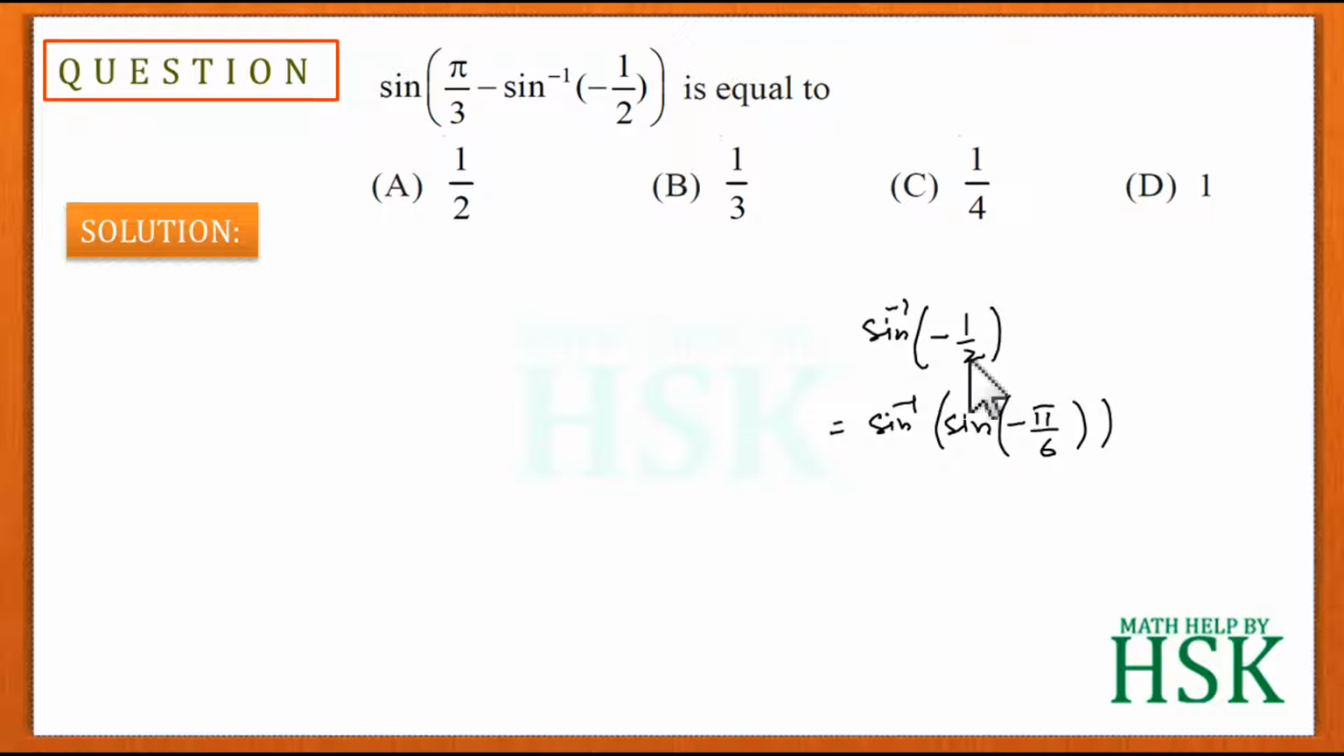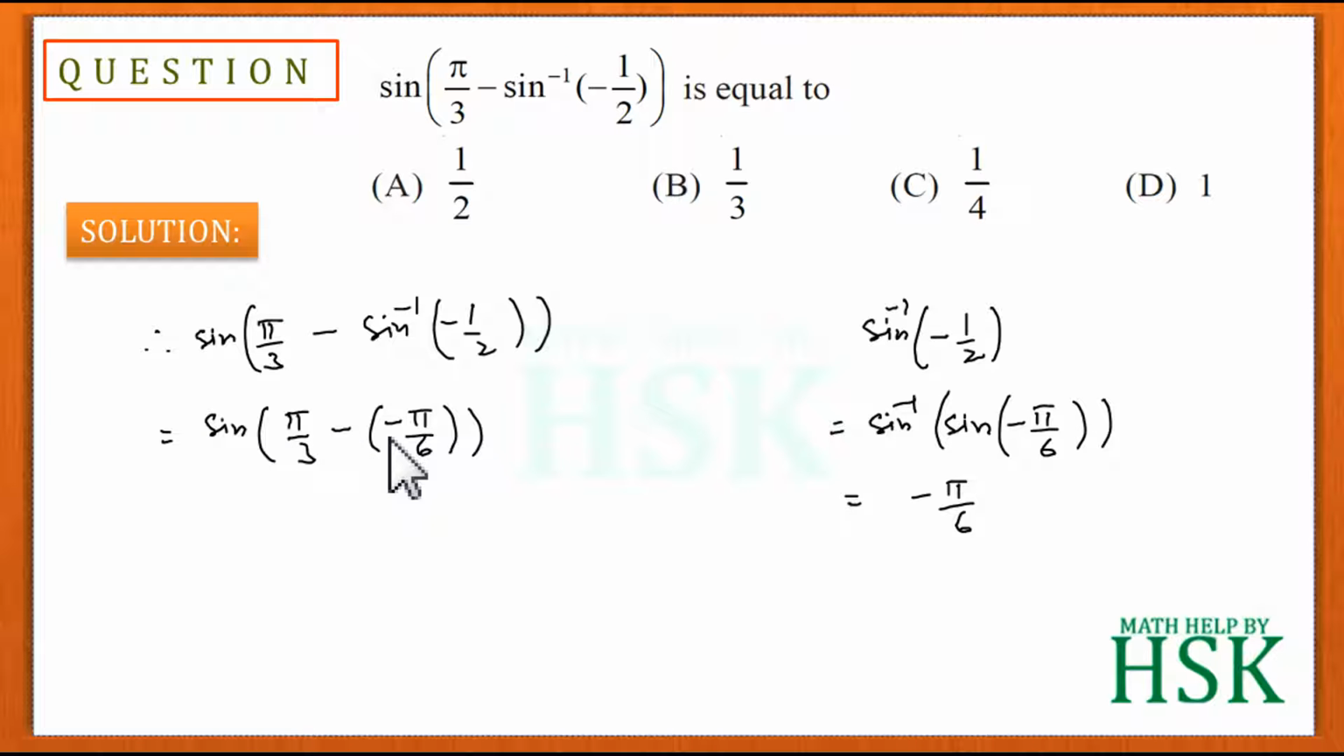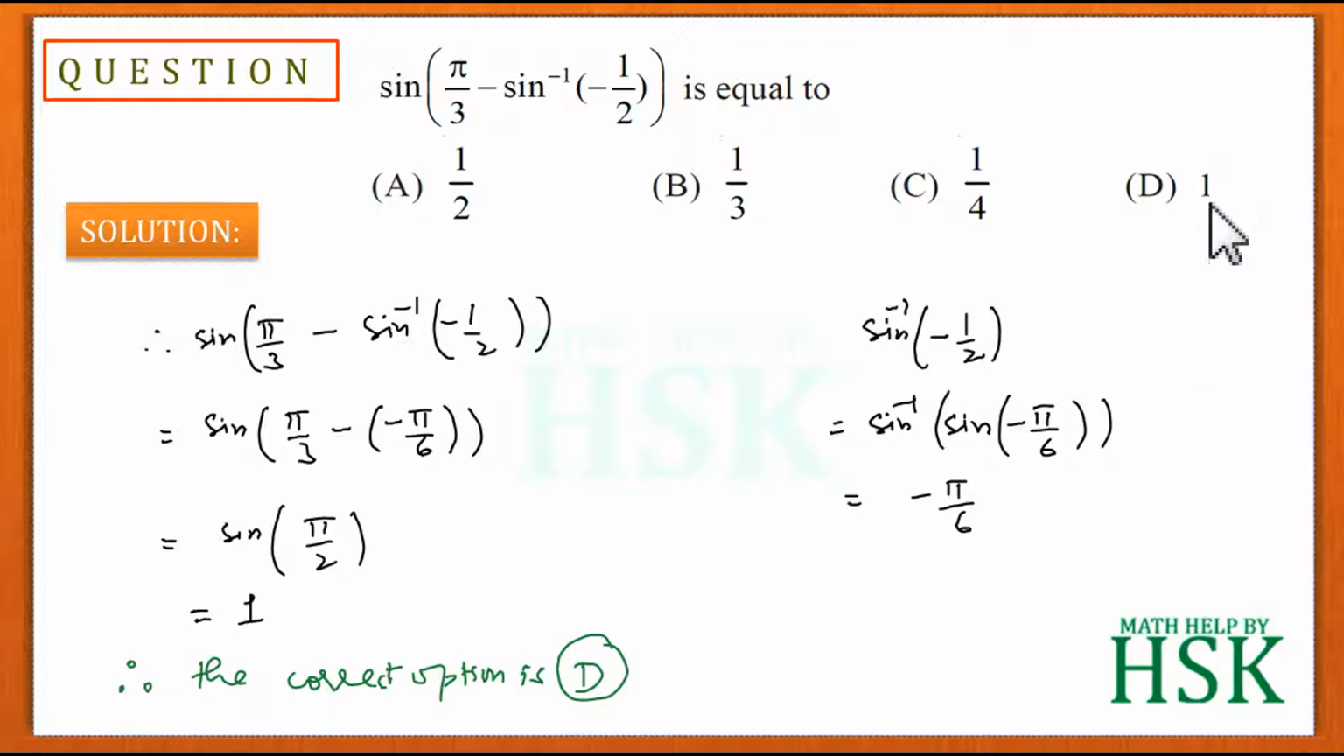So this value sine inverse of sine of minus pi by 6 can be written as minus pi by 6. So I am going to place this value for sine inverse to obtain sine of pi by 3 minus pi by 6. These two values will add up to give me pi by 2. So this will be equal to sine of pi by 2. Sine of pi by 2 is equal to 1, which suggests that the correct option is D, which is my required answer. So this is how I am going to solve this question.